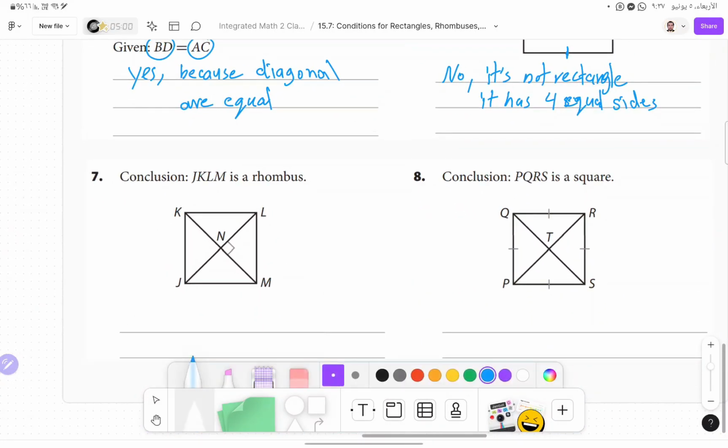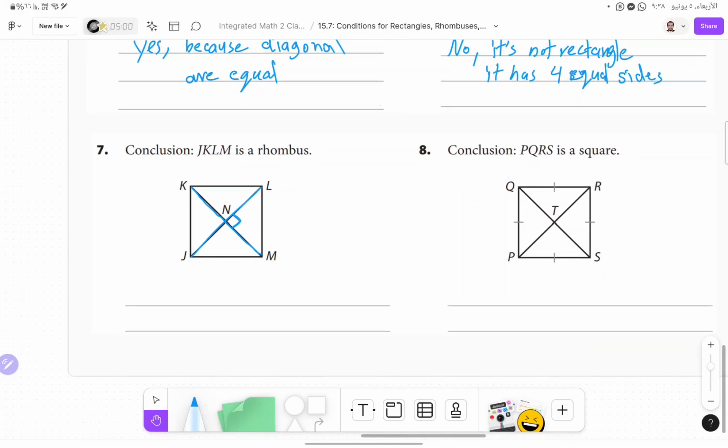Question number 7 is saying, is this one a square? It's saying JKLM is a rhombus. So is this one a rhombus or square? What do you think? If you check this one, there is a 90 degree angle in the middle, and it's saying this one is a rhombus, and the diagonals here are equal. So is this one a rhombus or a square?